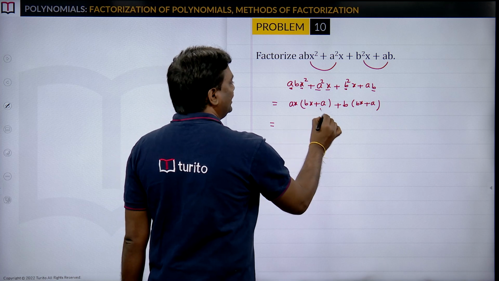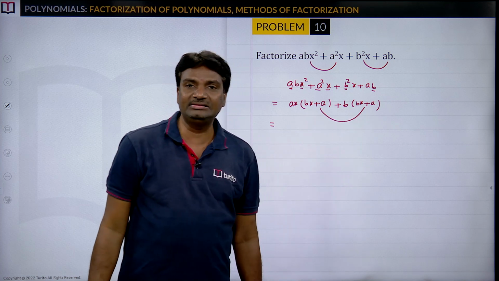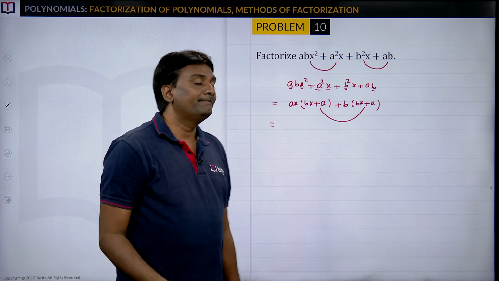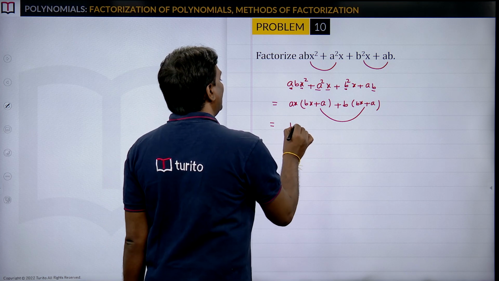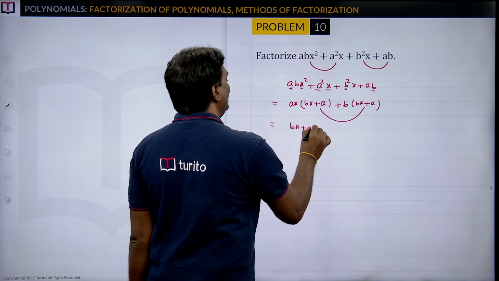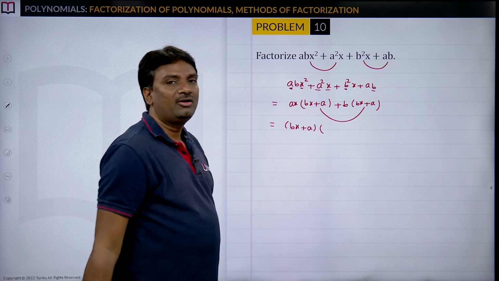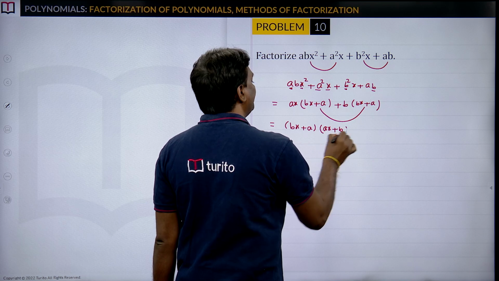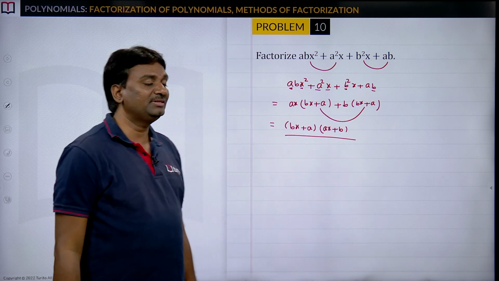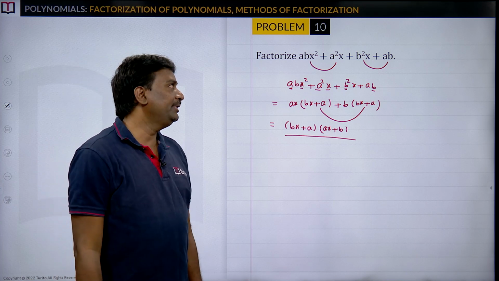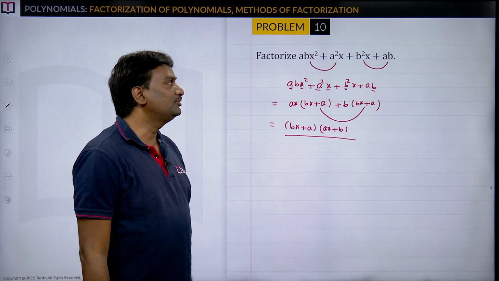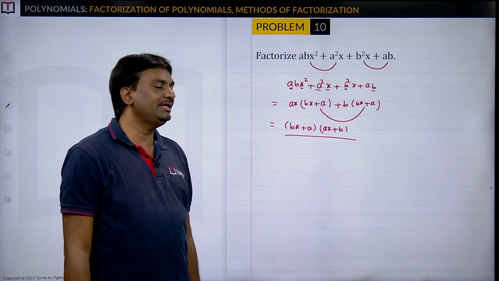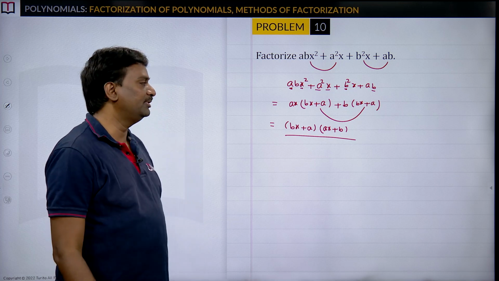Again by observing clearly, bx plus a is a common factor. That is why by taking bx plus a as common, first term is ax, second term is b. So, you will get ax plus b. So, we have expressed the given polynomial abx square plus a square x plus b square x plus ab as the product of two polynomials, bx plus a and ax plus b.